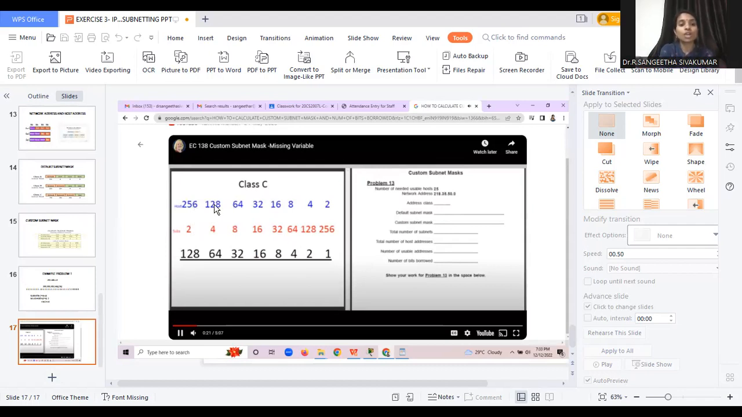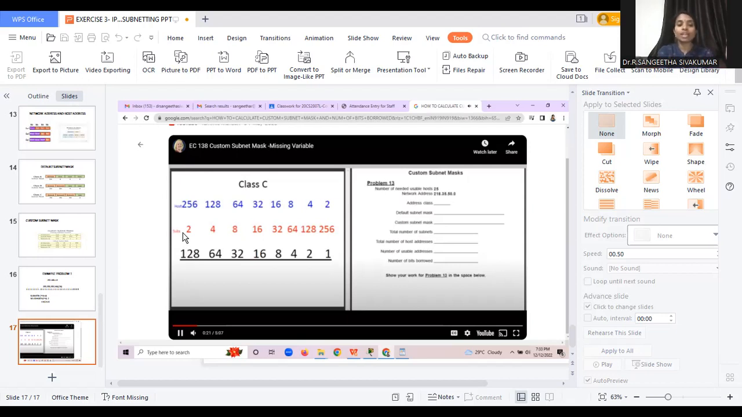Now you can see this host part, that is 256, 128, 64. It is nothing but the powers of 2. So 2 to the power 2 is 4, 4 to the power 2 is 16, and so on. Doubling: 2, 4, 8, 16, 32, 64, 128, 256. So this belongs to the host.